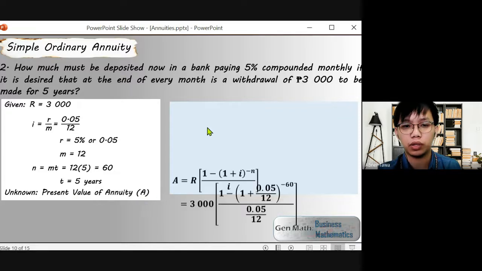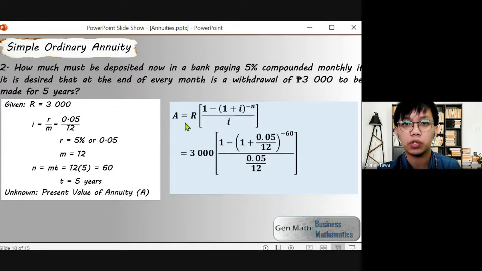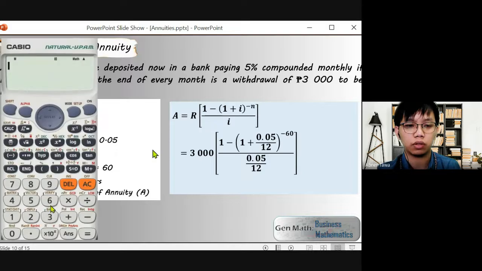And the formula for that is here. A equals the quantity R, which is 3,000, based on the given that we have identified. Then just copy the 1 here, no need to change it because it's given. Plus 1 minus the quantity 1 plus, just copy the value of i, 0.05/12, raised to negative. So don't forget the negative sign. Negative 60, all over 0.05/12. And then just input it to the calculator. We're going to have it here.